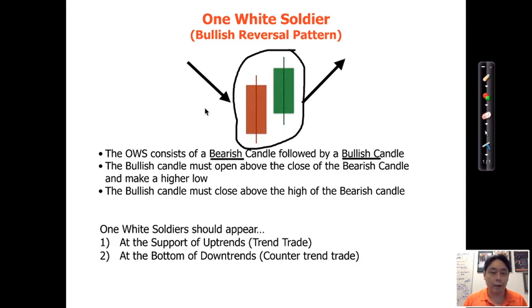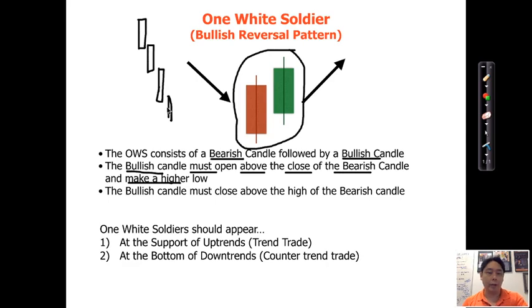Now, here are a few rules, all right? The bullish candle must open above the close of the bearish candle and make a higher low, all right? Again, this has to appear after a series of bearish candles. So what you want to see is bearish candles coming down, like so, right? And at the end of that series of bearish candles coming down, the first thing that should appear is the last bearish candle, right? So these are bearish candles, and you have one final bearish candle. That is known as the swing low candle, right? Because it's at the lowest point.